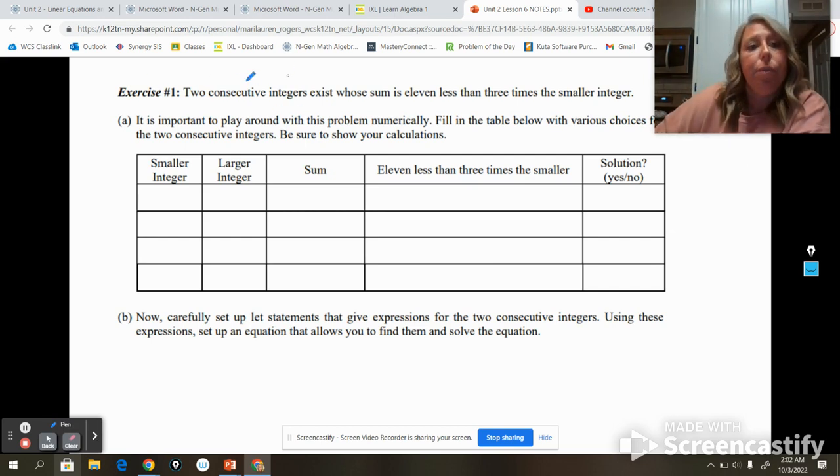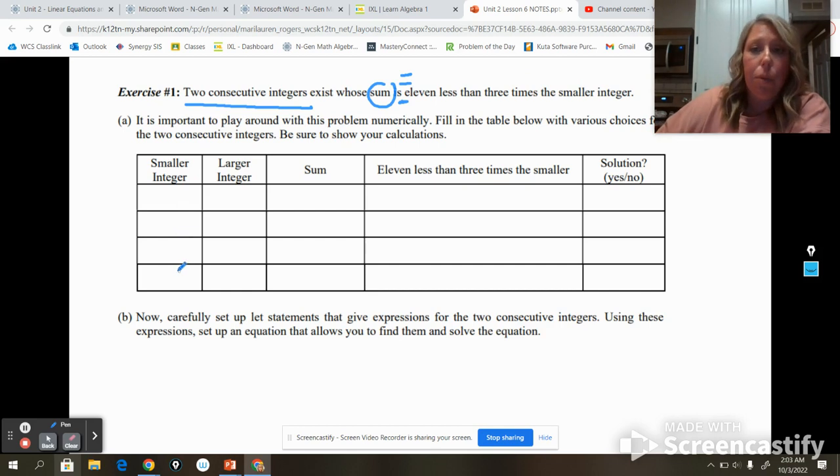So, exercise 1 has the phrase two consecutive integers. That goes back to that n and n plus 1 that we were talking about earlier. Whose sum, so we know we're going to be adding, is. The word is always going to be a clue for an equal sign in equation type of problems. So the sum of these two consecutive integers is 11 less than 3 times the smaller integer.